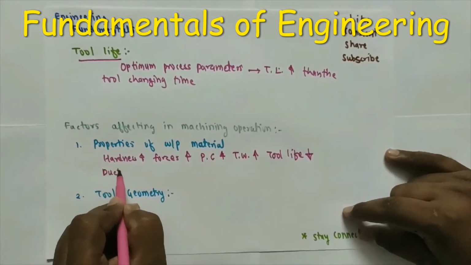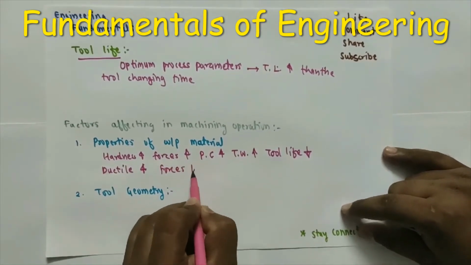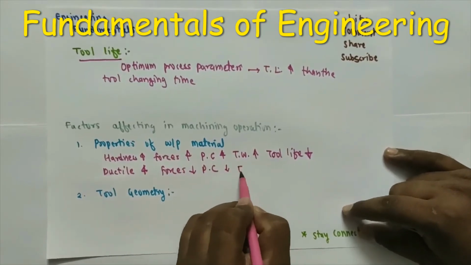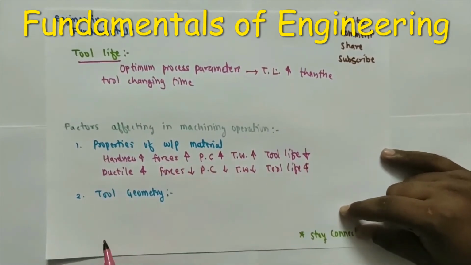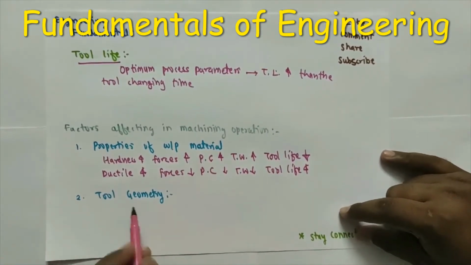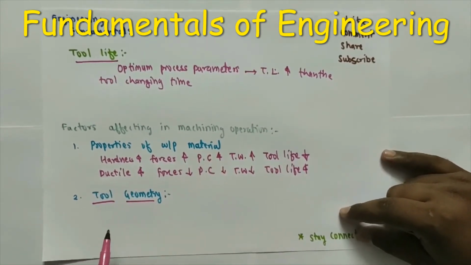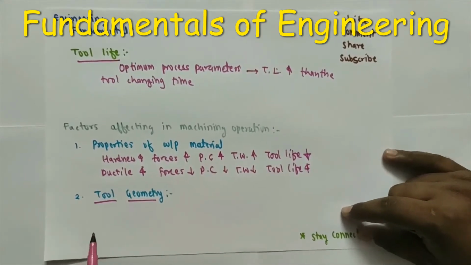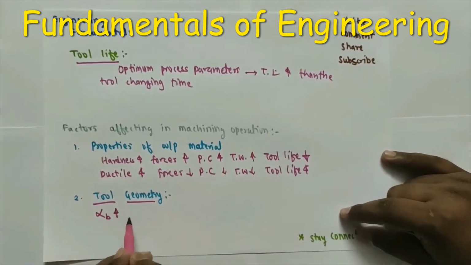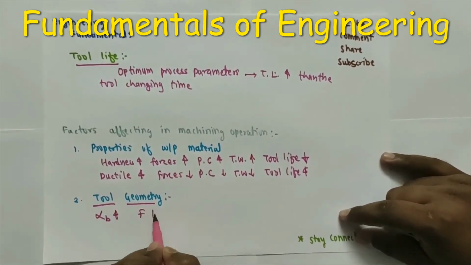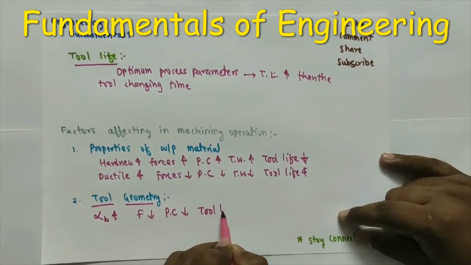If the material is more ductile, then these forces will be less, power consumption will be less, tool wear will be less, and ultimately the tool life will increase. These are the properties of the workpiece material. Regarding the tool geometry, the geometric properties of a single point cutting tool also influence the machining conditions. Like if we increase the back rake angle, then the forces will decrease, power consumption will decrease, and ultimately the tool life will increase.